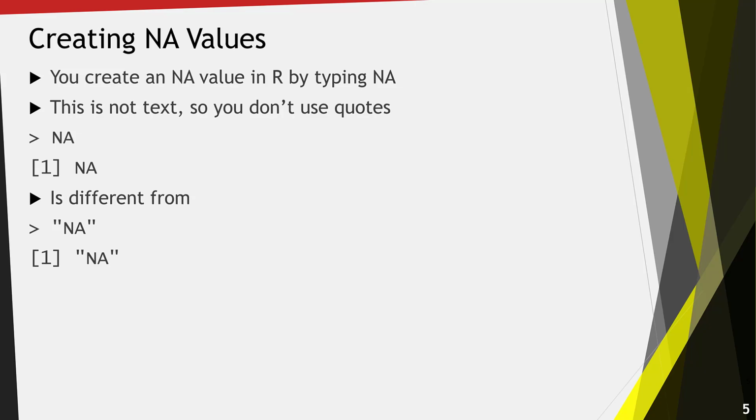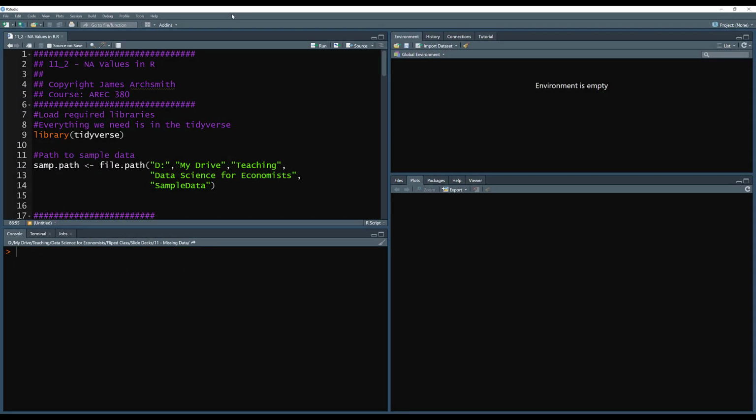So in this example on the slide, you just type the letters NA into R, and it will return the missing value. This is very different from typing NA inside quotation marks, which is text representing the letters N and A. We'll look at this in R, but first we'll run my setup code.